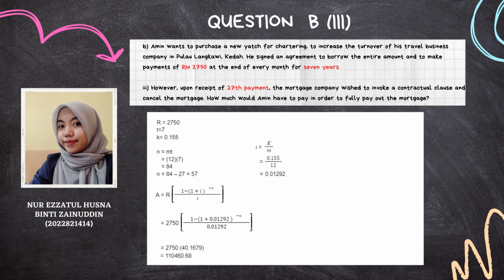So by using the formula, i is equal to k divided by m. And we know that k is 0.155, so divide by 12. Then we get 0.01292. Now we got the value of i and m.